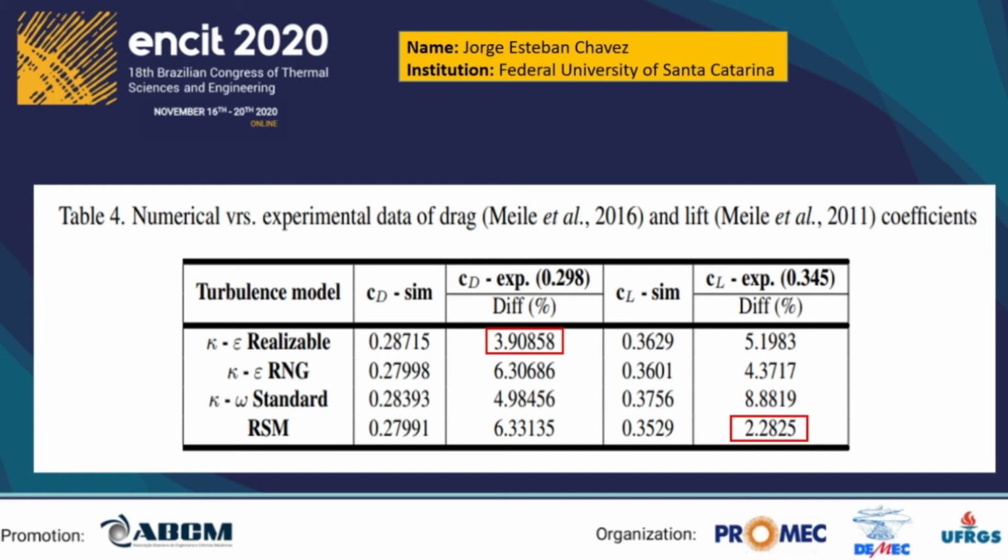At the same time, it has a new transport equation for the dissipation rate and satisfies certain mathematical constraints on the Reynolds stresses, in agreement with the physics of turbulent flows. For this reason, it was observed that the realizable K-epsilon model predicts the drag coefficient accurately.